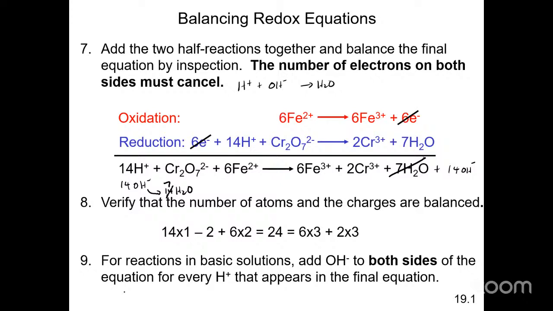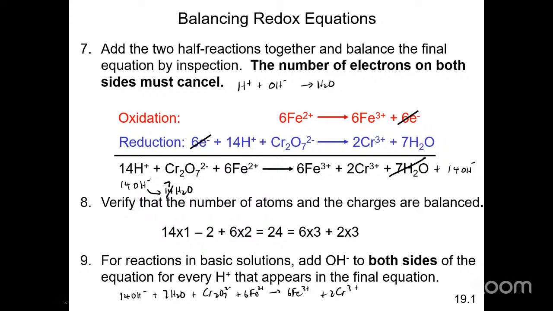reaction in a basic environment is going to be 14 OH minus plus 7H2O plus Cr2O7 2 minus plus 6Fe2 plus to give 6Fe3 plus 2Cr3 plus.